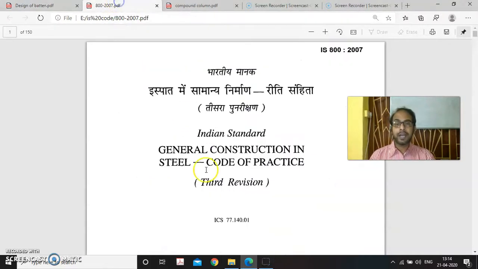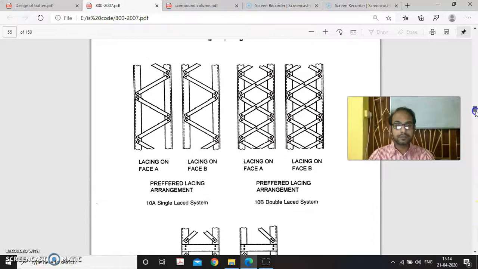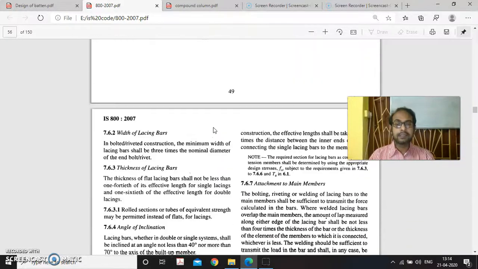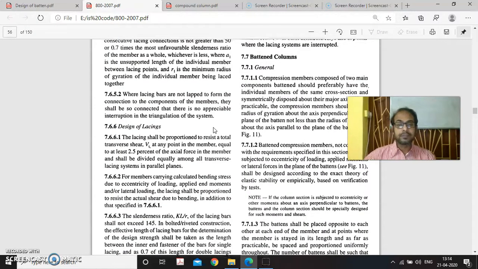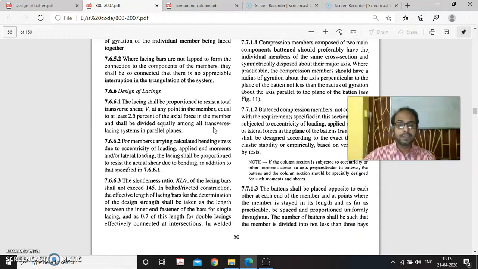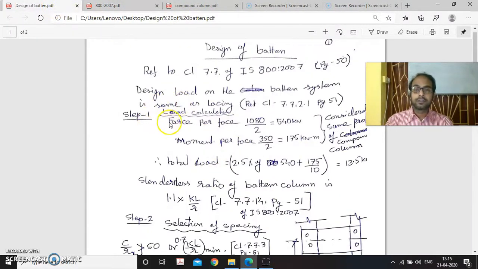So let us go to IS 800, page 50. Herein we will see the design of batten provisions are given. So we have to consider these provisions. So let us come to the example problem and then we'll go for the references. So load calculation, force per phase will be 1080 divided by 2.